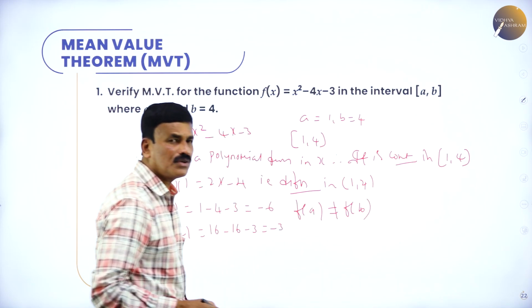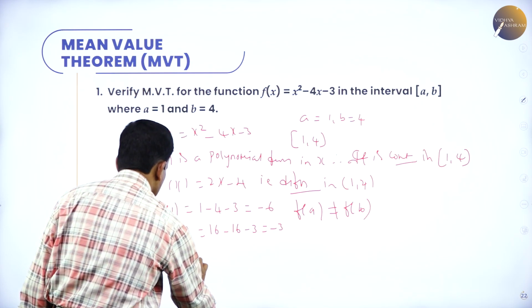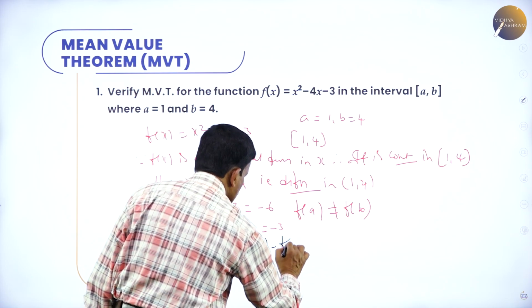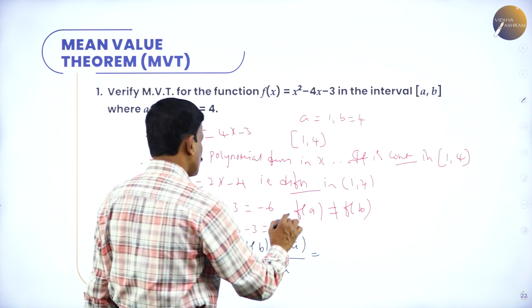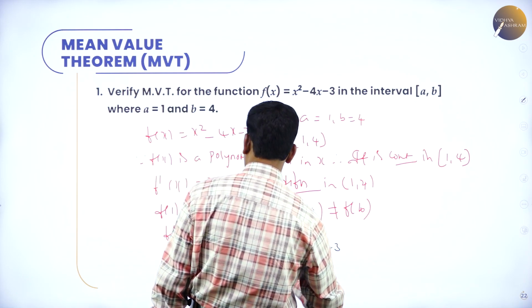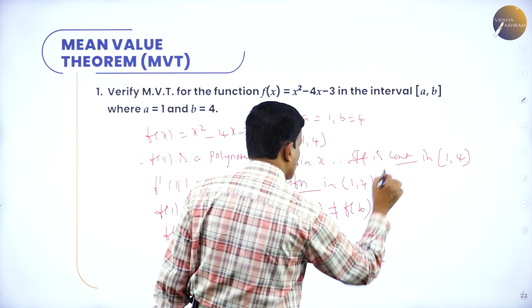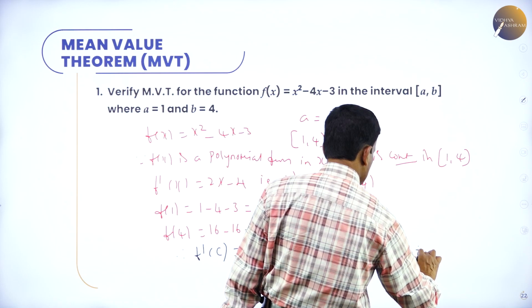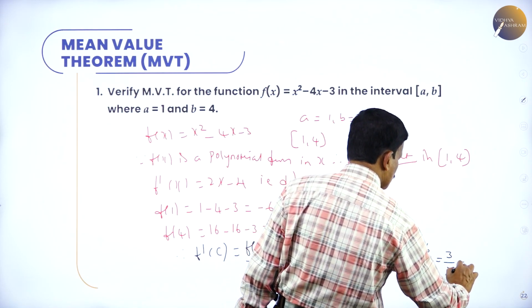All the conditions for the mean value theorem are satisfied. Therefore, f'(c) is equal to (f(b) minus f(a)) divided by b minus a. That is, what is f(b)? f(b) is minus 3 minus f(a), which is minus of minus 6, divided by 4 minus 1. That is nothing but minus 3 plus 6 by 3, 3 by 3 is equal to 1.